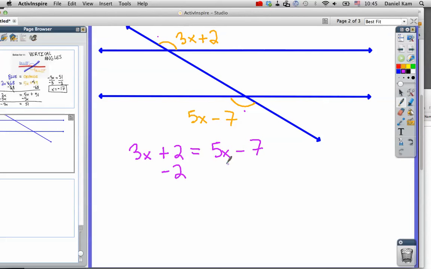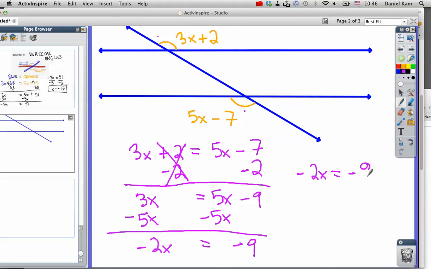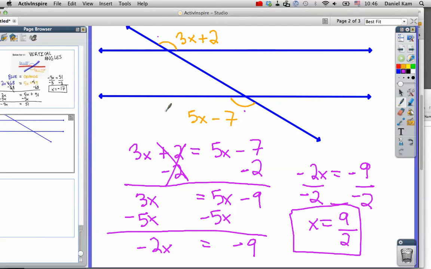Let's do minus 2 to get rid of the 2 on that side. So we're going to have 3x equals 5x minus 9. Let's subtract 5x from both sides. 3 minus 5 is -2x, which equals -9. I'm going to rewrite it up here: -2x equals -9. We're going to divide both sides by -2. So x is going to equal, a negative divided by a negative is a positive, 9/2. And that is going to be your answer for that problem, 9/2.